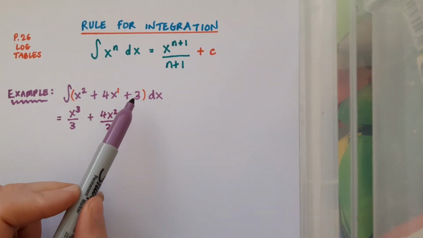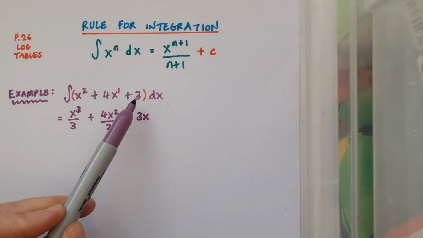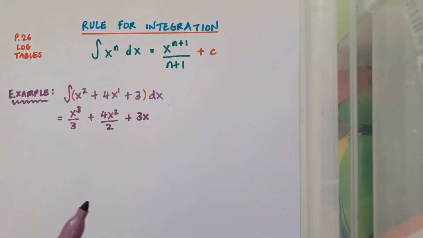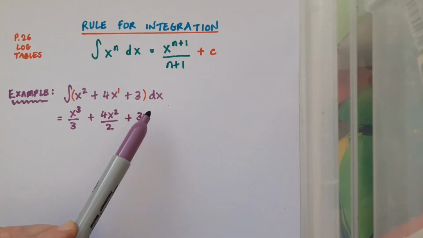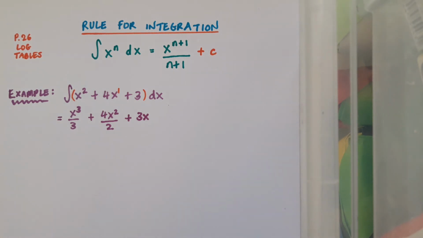Next, I've got this 3. Now this 3 at the moment doesn't have an x. So effectively what I'm going to do is reinstate the x. If you think about it, this has 0 x's, so I'm increasing that by 1, just like the plus 1 up here. And this is now 3x to the power of 1, but we don't tend to write it in. And again, you could put it over 1 if you wanted to, but again, we don't tend to write this in.